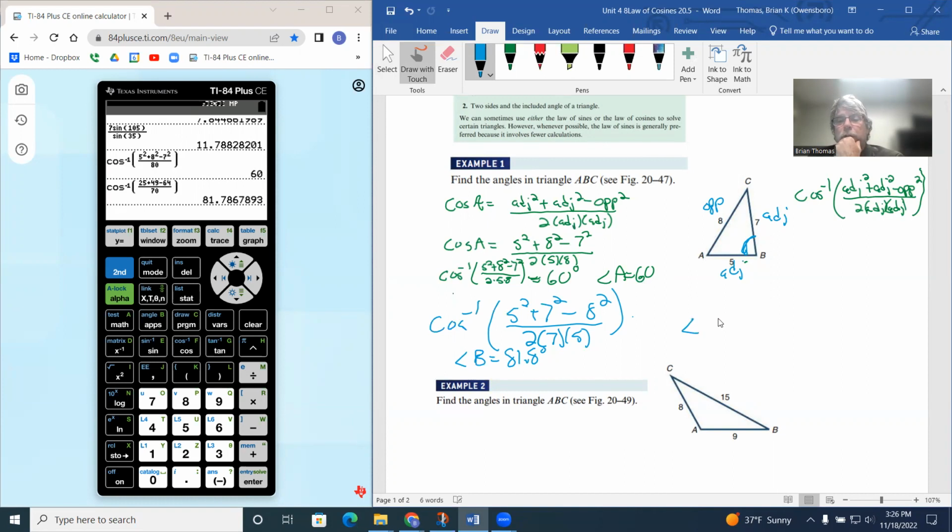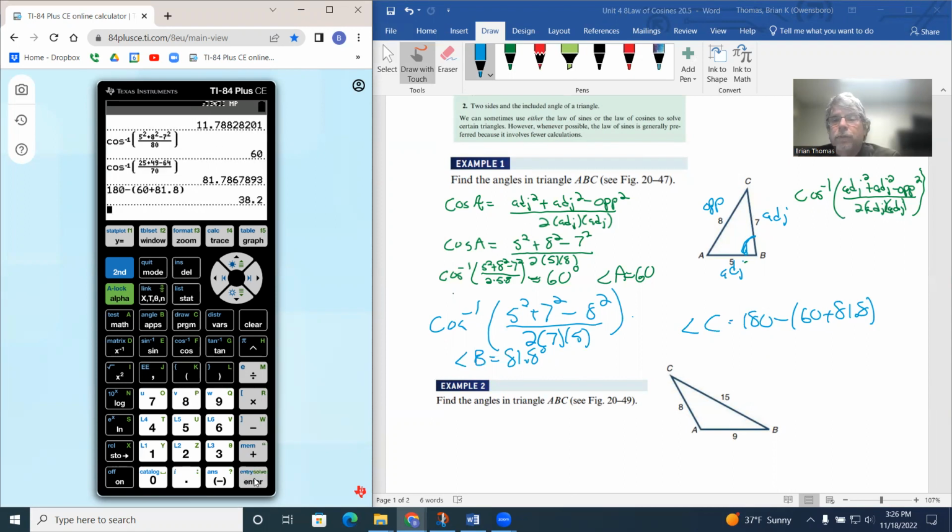So to find the last angle, angle C, we can add these two angles together and subtract from 180. So 180 minus the 60 plus the 81.8. Or you can subtract them one at a time if you want. Enter, that'll give you 38.2. So 38.2 becomes angle C.